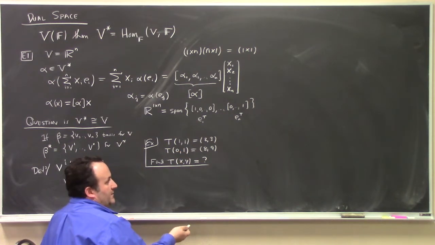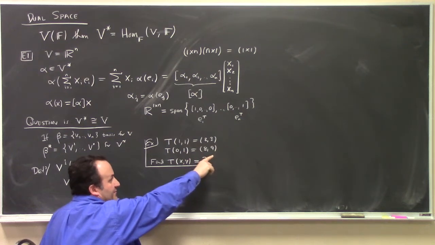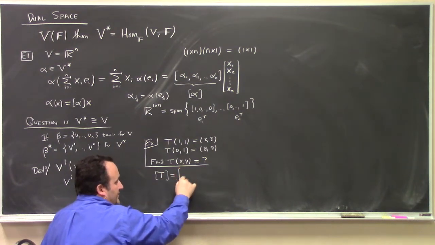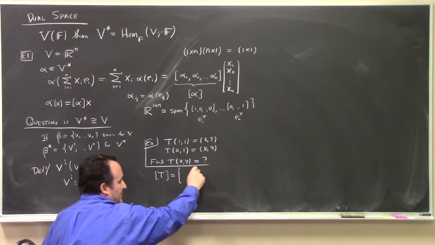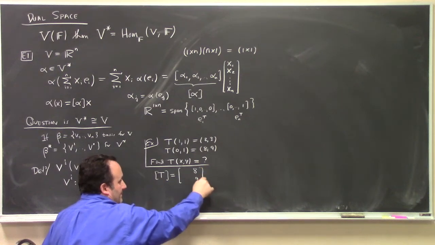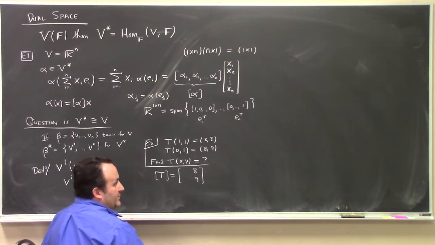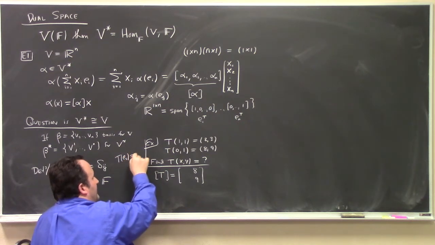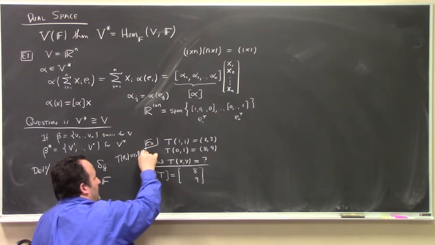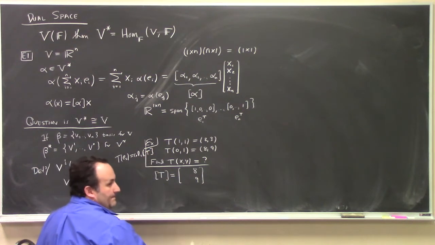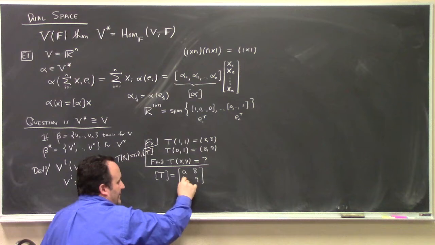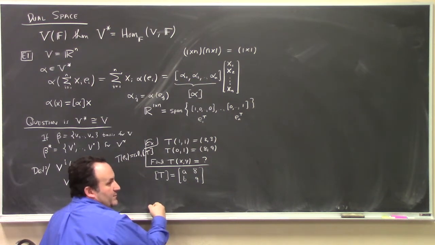Now, this is very telling, because if I write the standard matrix of T, the second column has to be (8,9), because this is T of E2, column 2 of the standard matrix of T. But then I still need to figure out what this A and B are.